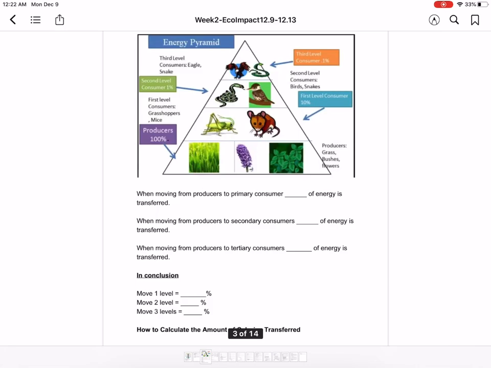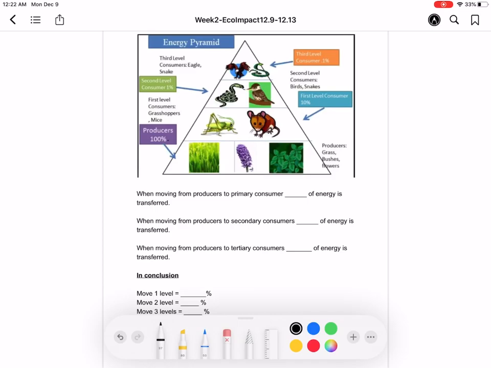All right, so we've made energy pyramids, we've made food webs, we've looked at food chains, and we know that the arrows in a food web are representing energy. We know that the levels in an energy pyramid are representing energy, but how much energy is being transferred. So at the bottom, the producers have the most energy. Anytime that you go up a level, only 10% is transferred, which means that 90% is lost as heat.